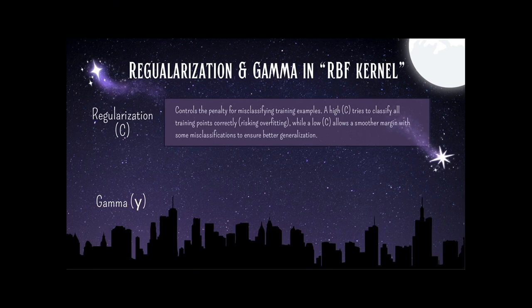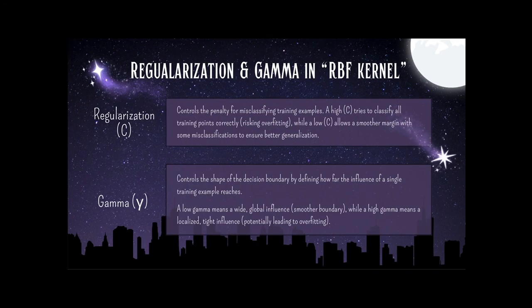And then we have gamma. Gamma controls the shape of the decision boundary by defining how far the influence of a single training example reaches. A low gamma means a wide, global influence and a smoother boundary, while a high gamma means localized, tight influence, potentially leading to overfitting.